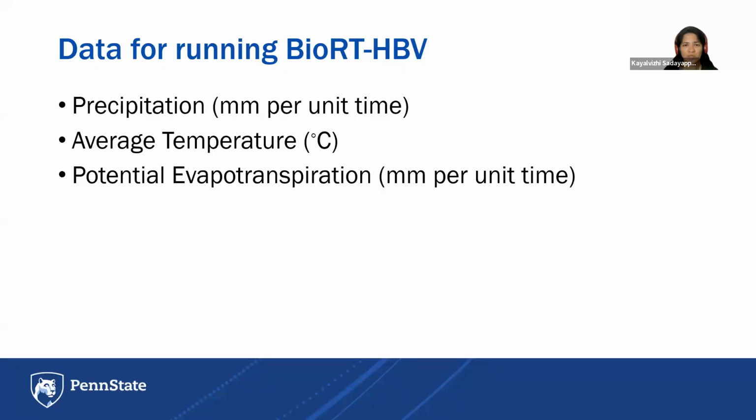Before running BioRT HBV model, we need to run HBV light model. HBV light model needs meteorological variables including precipitation, average temperature, and potential evapotranspiration as drivers. Precipitation and potential evapotranspiration should have units of mm per unit time, whereas average temperature should be in the units of degrees Celsius. Precipitation and temperature data are easily available from weather stations like those maintained under Automated Surface Observing Systems Network.